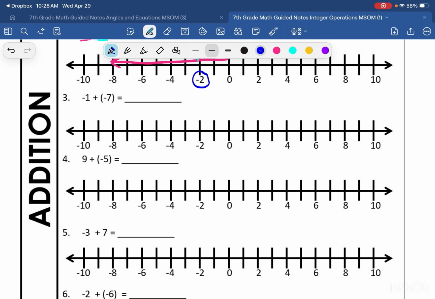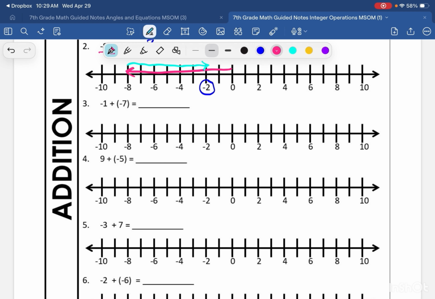Next question, -1 plus -7. From 0 to -1, and now I'm adding -7. So I'm going to the left since it's negatives. 1, 2, 3, 4, 5, 6, 7. That stops me right here at -8.